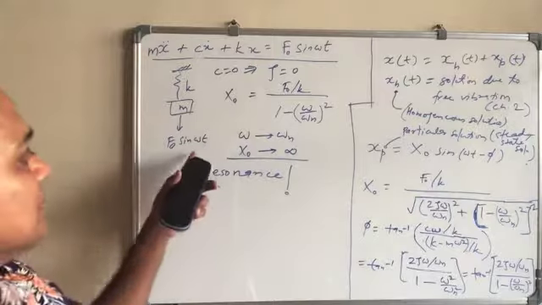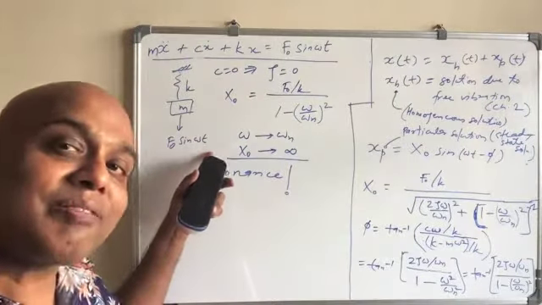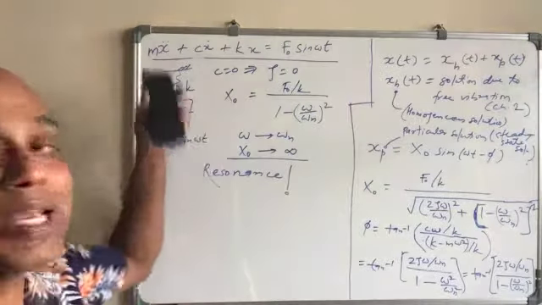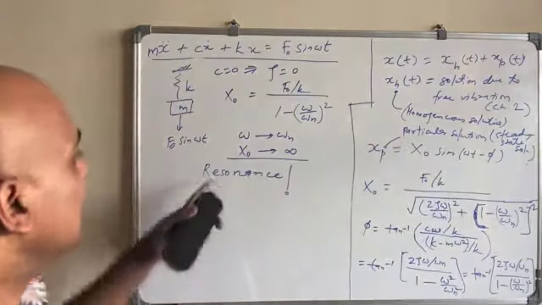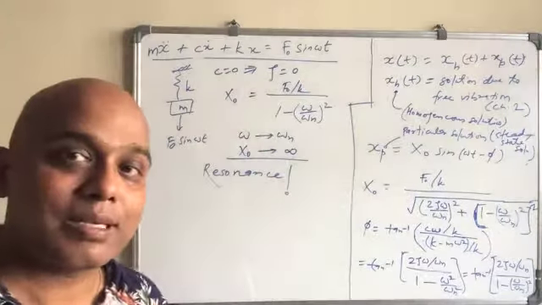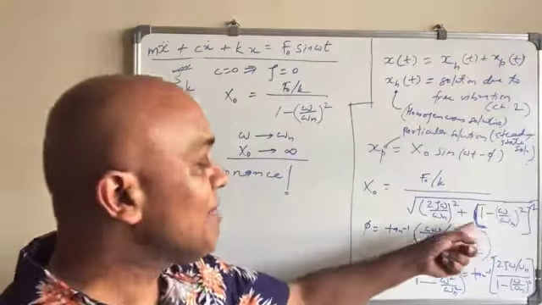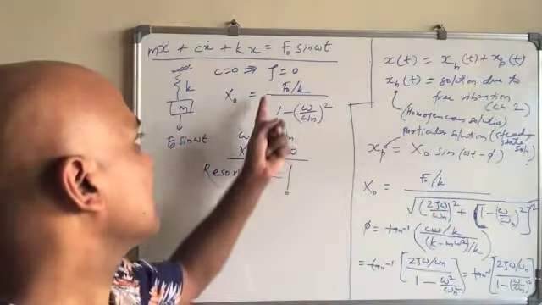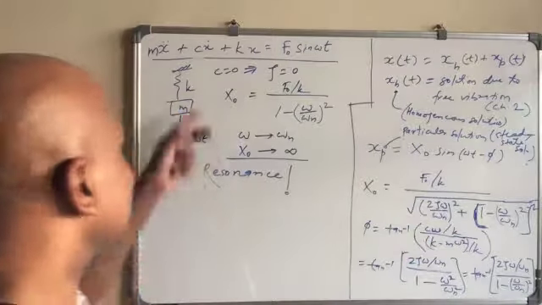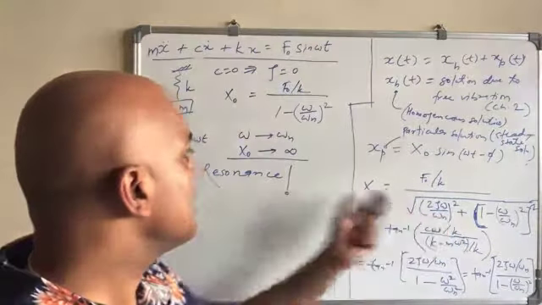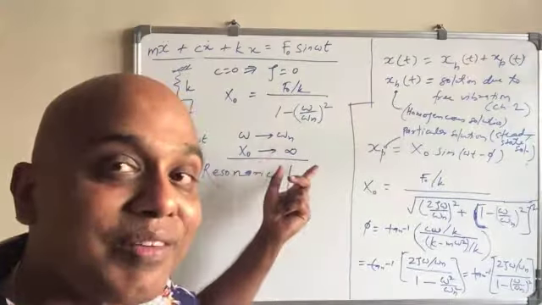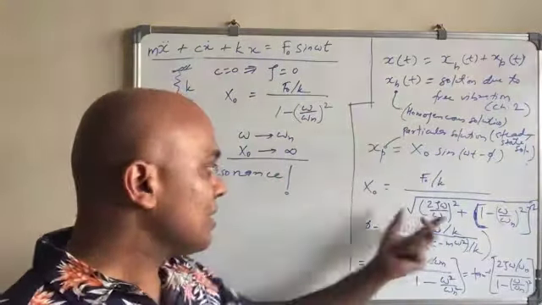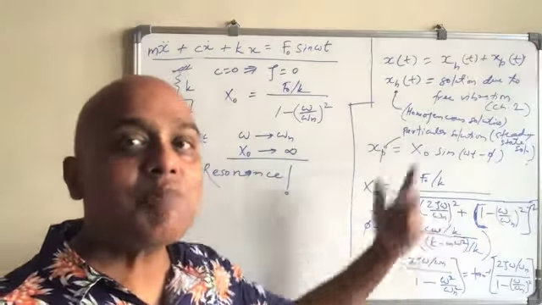That means if the frequency of the force matches the natural frequency omega n, then there will be resonance. So the concept of resonance comes from here. However, when you have some value of zeta, meaning C is there, x naught will not tend to infinity. Depending on what zeta is, you will have the response.